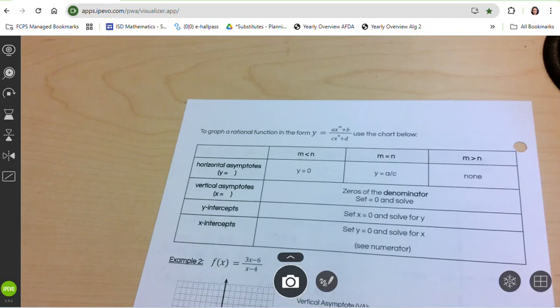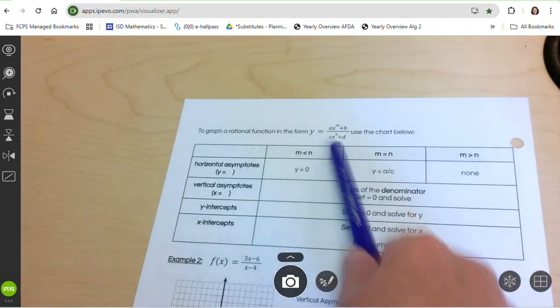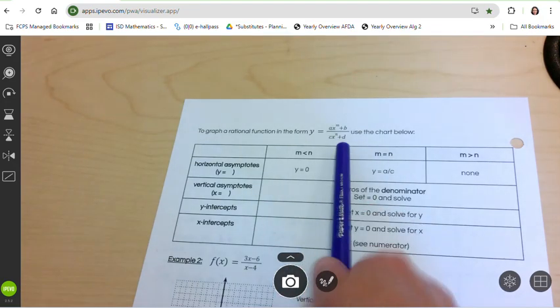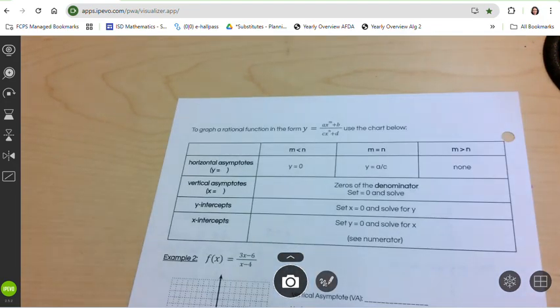This is a different format of rational equation. It's not based on transformations, but we still need to know how to graph it. Notice that you have an A value and a C value, a B value and a D value, and these are totally different things from the previous slide. So we cannot graph this with transformations, but we still need to know where your asymptotes are.